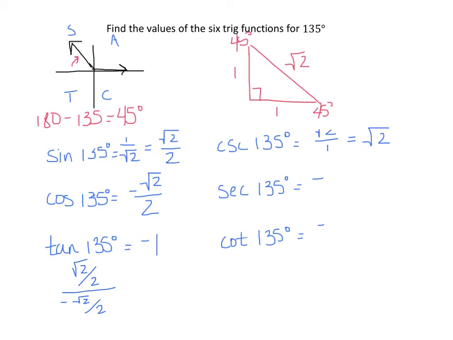The secant is going to be the reciprocal of cosine, which will end up being the square root of 2, but it's got to be negative because only sine and cosecant can be positive. And the cotangent will also be negative 1 because it's the reciprocal of the tangent.